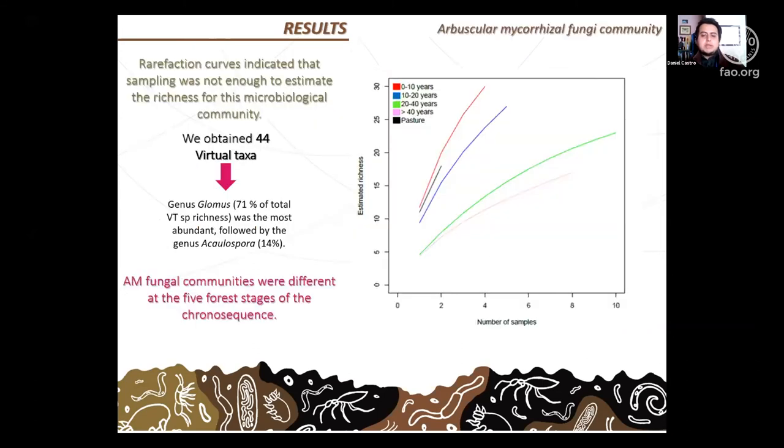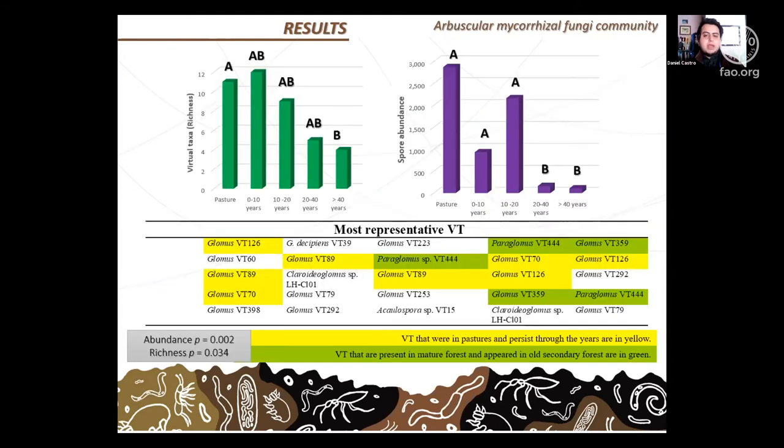For arbuscular mycorrhizal fungi, we obtained 44 virtual taxa. The Glomus genus was the most abundant genus, followed by the Acaulospora genus. Mycorrhizal fungal communities were different at the five forest stages of the chronosequence, and the diversity of mycorrhizal fungi is projected to be much greater than that obtained. In the soil, the abundance of spores and the virtual taxa richness of arbuscular mycorrhizal fungi was higher in the young regeneration stage than in mature forest.